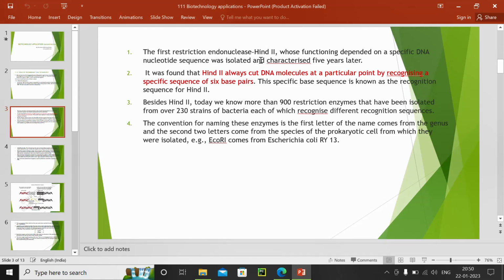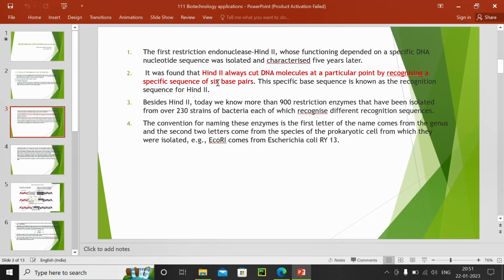The first restriction endonuclease, Hind II, whose functioning depends on a specific DNA nucleotide sequence, was isolated and characterized 5 years later. So in 1963 the two restriction enzymes got discovered, and after 5 years the restriction endonuclease Hind II was isolated and characterized, which means how it works was found out.